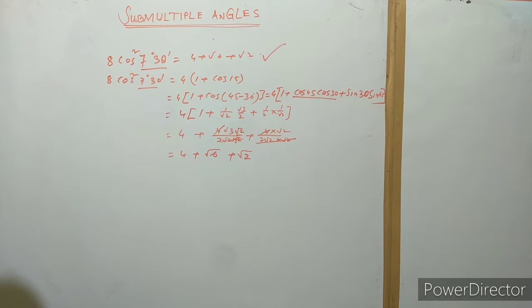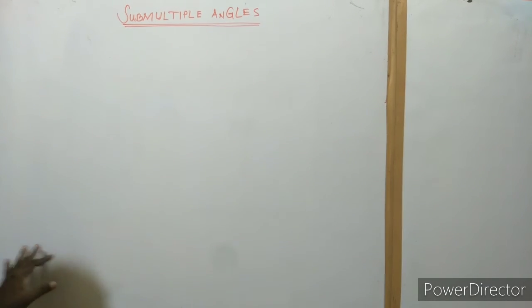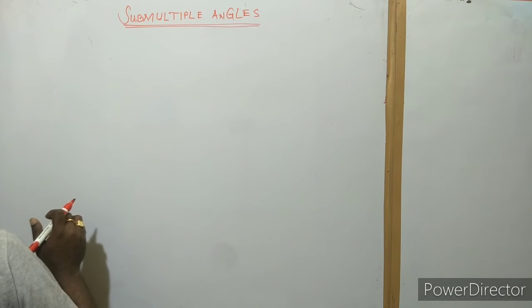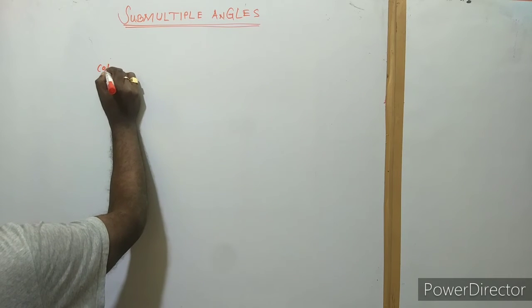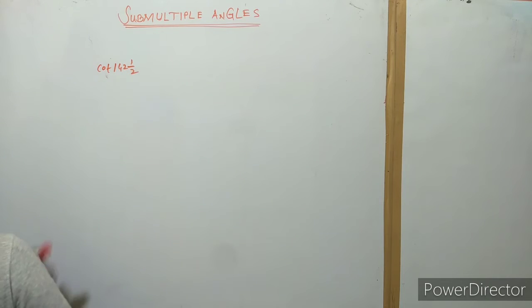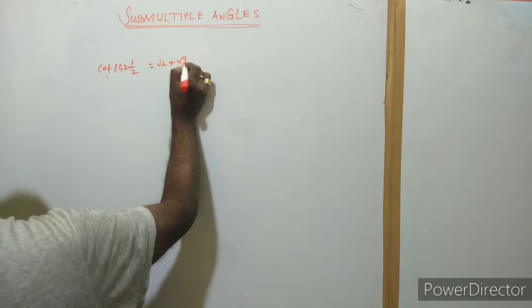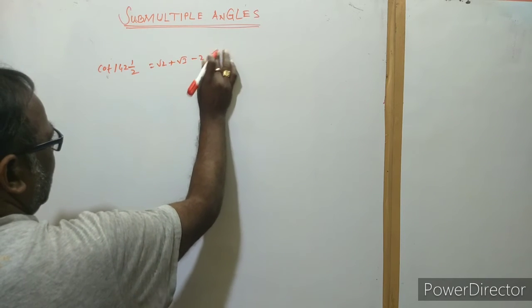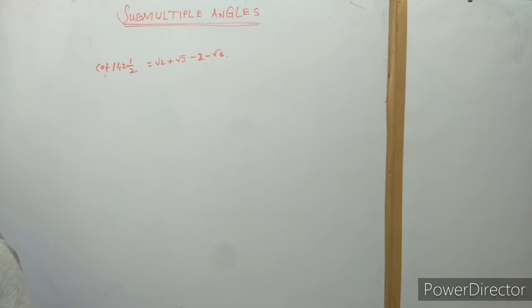And again we want to do another problem, very interesting question, and there is a cot of 142 and a half, and we want to show root 2, root 3 minus 2, and this is minus root 6 here. Okay, and see, this is here cot. Okay, perfect.